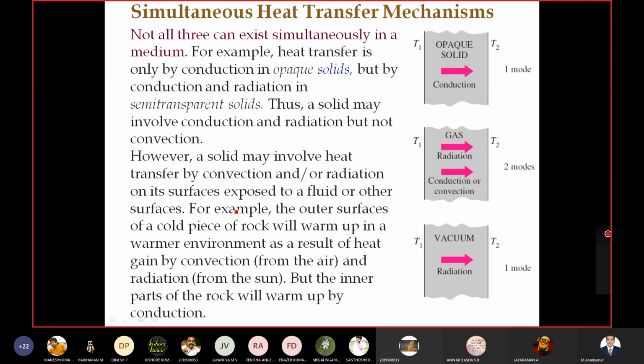So in opaque solids, only conduction will happen. In gas, there is the possibility of conduction, convection or radiation. Then in vacuum, we can get radiation.